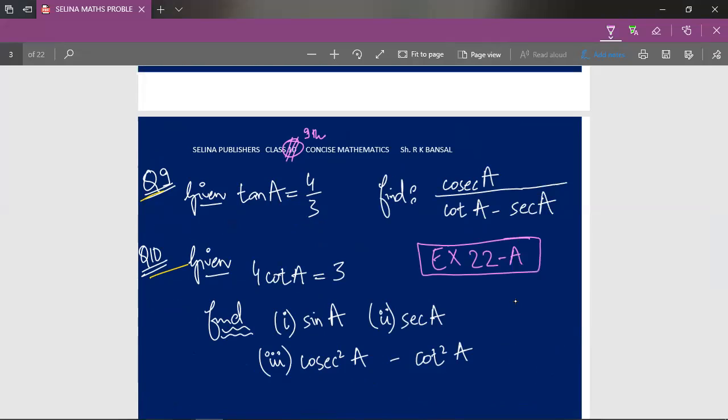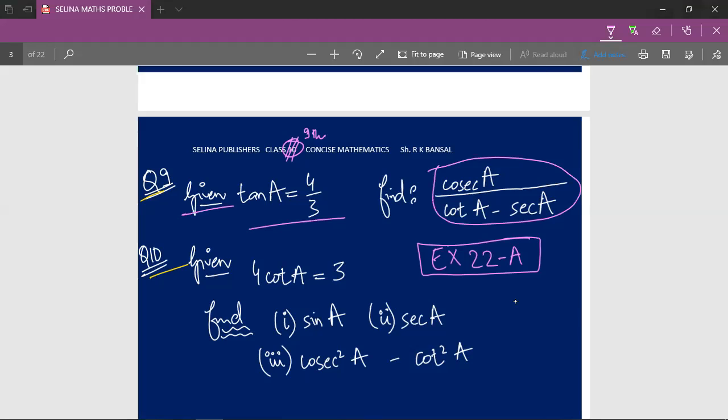given tan A is equal to 4 upon 3. So the question is telling us that I have given you a clue, that is tan A is equal to 4 upon 3. Okay. Now, the final statement asks us to find cosecant A upon cot A minus secant A. So first of all, we'll write down the information that is given to us by the question. So this is our 9th question, and given tan A is equal to 4 upon 3.